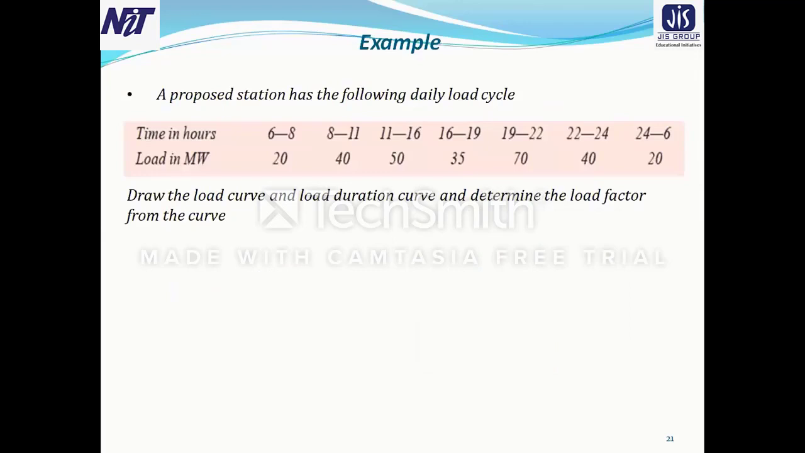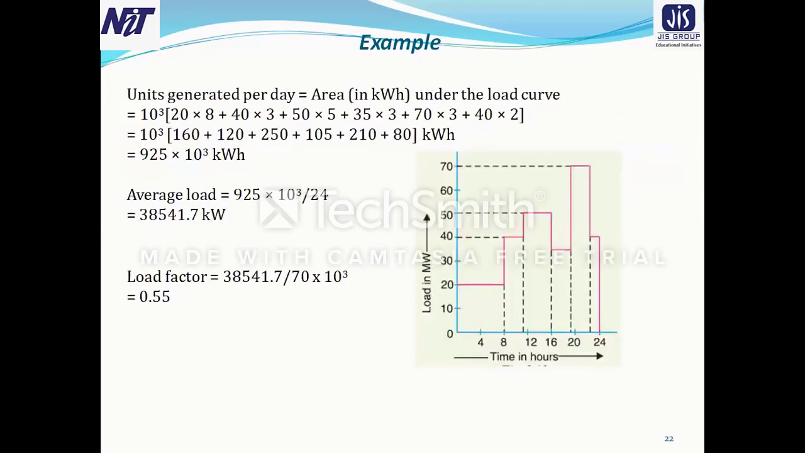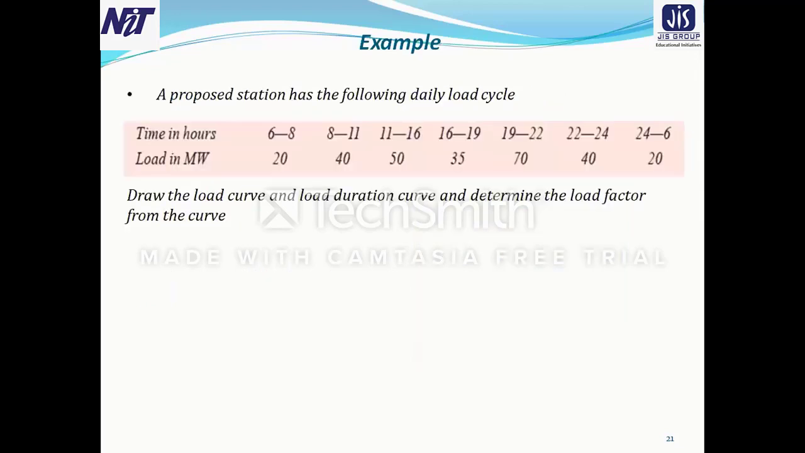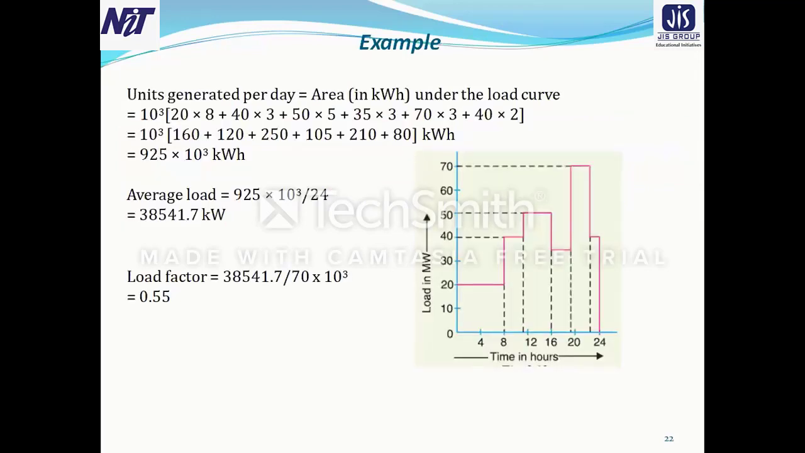So in this way we can find, look, for the first one it is 20 into 8, then 40 into 3, that is we are multiplying the megawatt with time, then 50 into 5, 11 to 16, 5, 35 into 3, 70 into 3, 40 into 2, so 10 to the 6 into, so in this way calculating the whole value, we find 925 into 10 to the 3 kilowatt hours. So average load will be, this is a 24 hour span, so 925 into 10 to the 3 divided by 24, so the value will be 38,541.7 kilowatts.